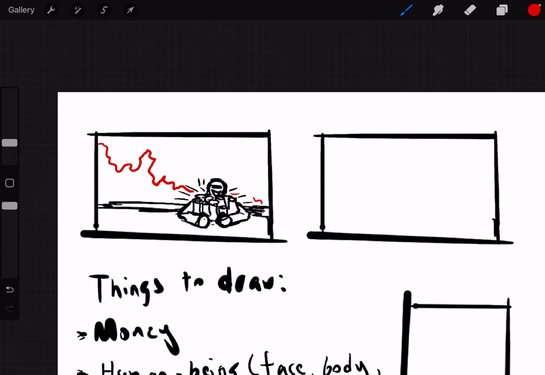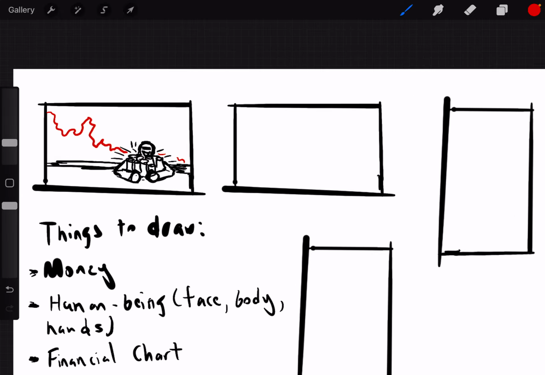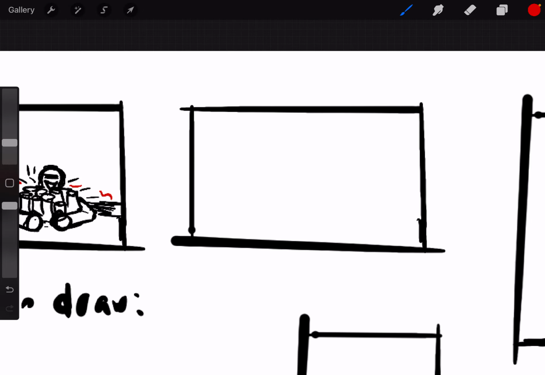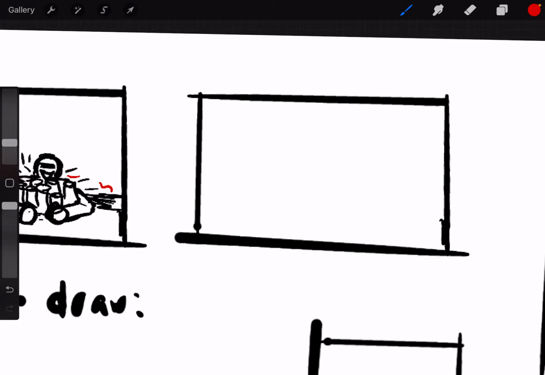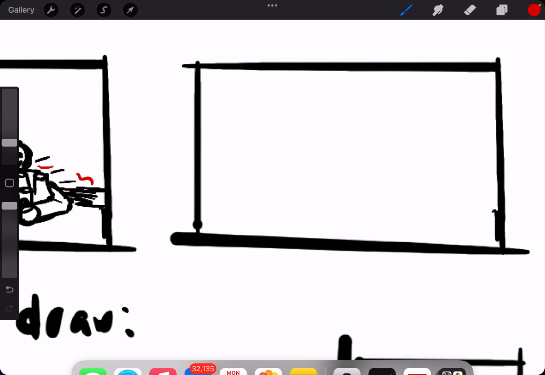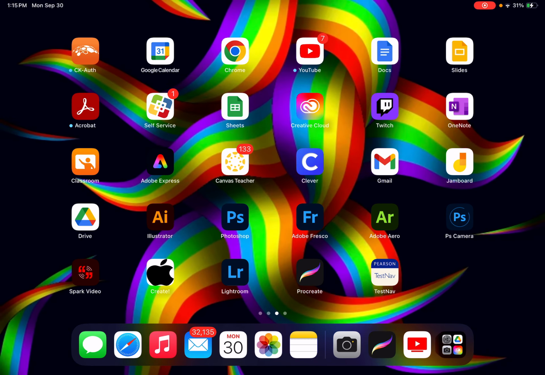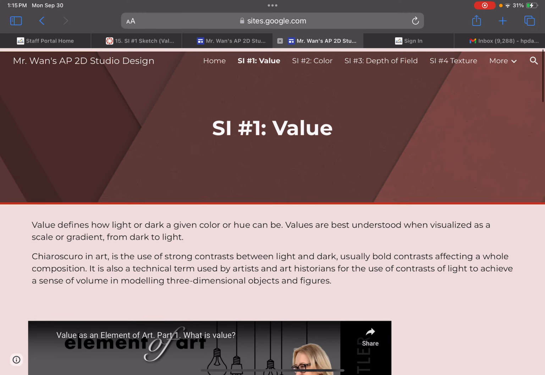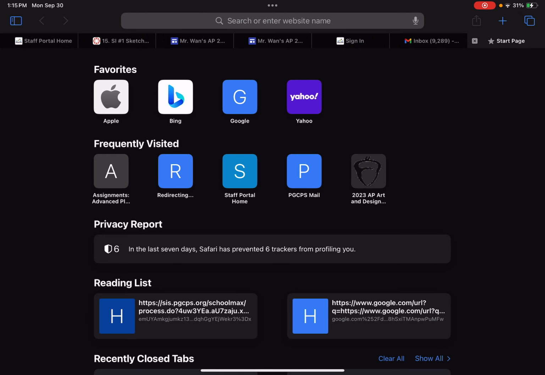And then this is also incorporating the rule of thirds. Okay, and if you're really stumped on ideas, it wouldn't hurt to look online for some other ideas as well.